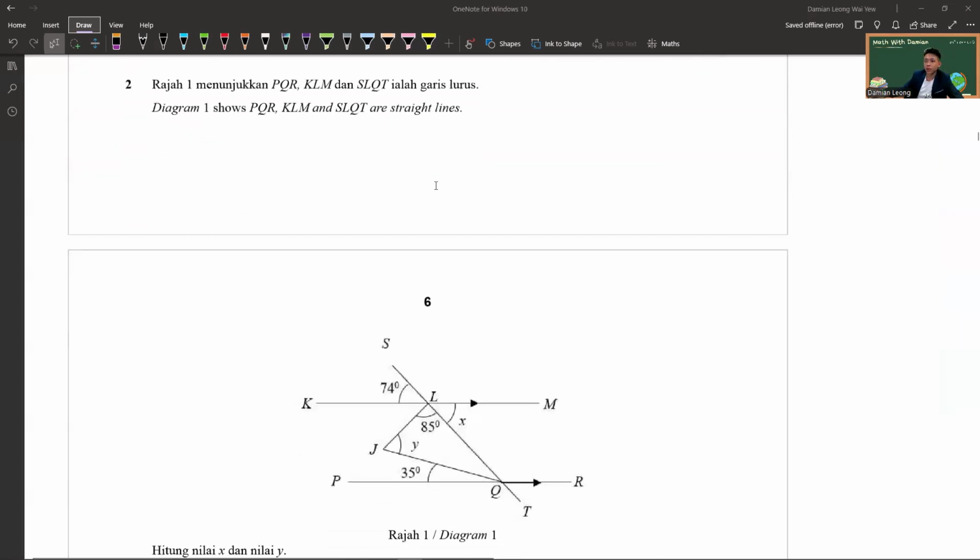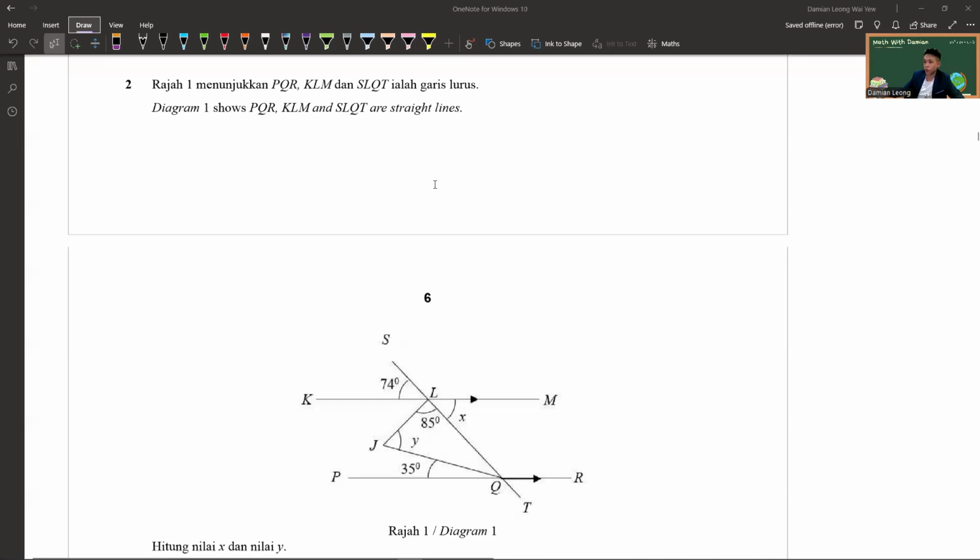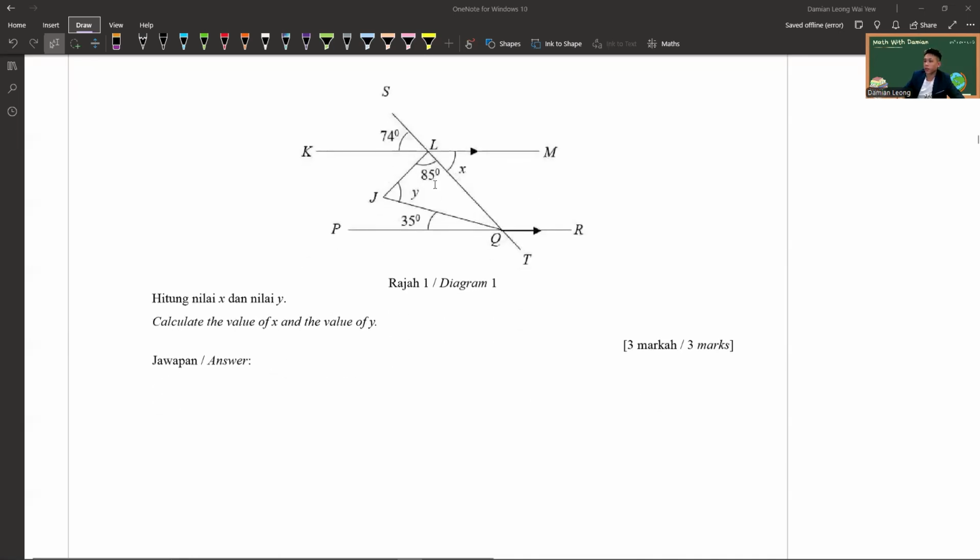Then we look at question 2. The diagram here shows straight lines PQR, KLM, SLQT. Calculate the value of x and y. Here for x, we can use vertically opposite angles, so it will be the same as 74. So x, straight away I can tell, is 74 degrees.